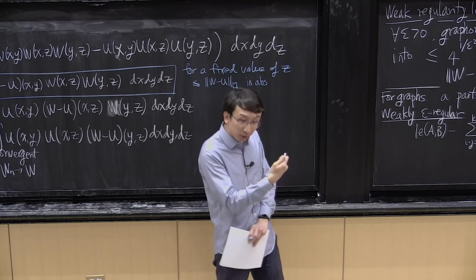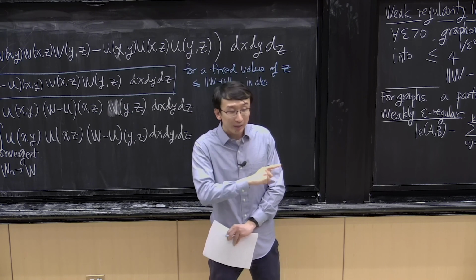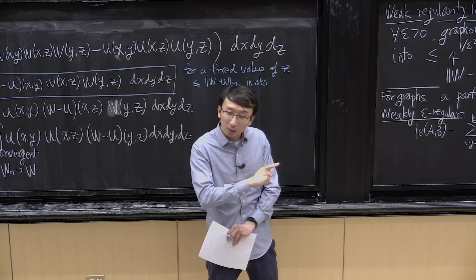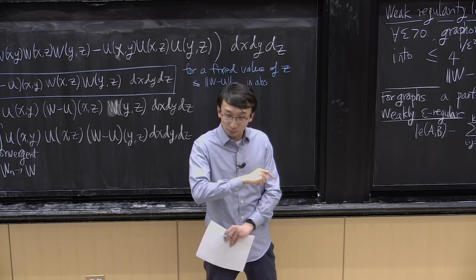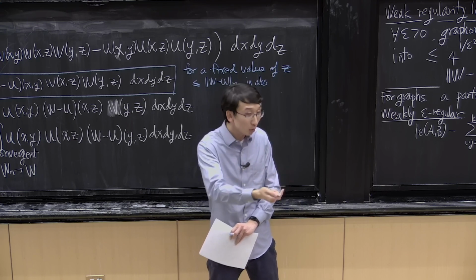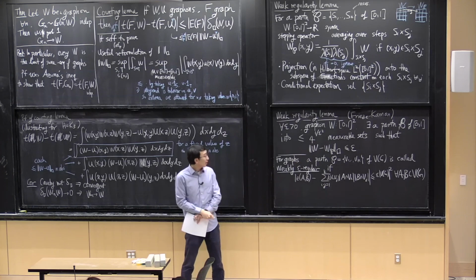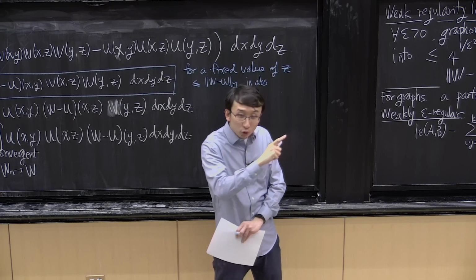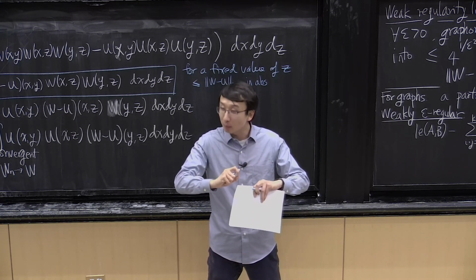Okay, so it's important to think about why this is weaker. It's called weak, right? So why is it weaker than the notion of epsilon regularity? Previously we had an epsilon regular partition, in the definition of Szemerédi's regularity lemma. And here, the notion of weakly epsilon regular. So why is this a lot weaker? It is not saying that individual pairs of parts are epsilon regular.